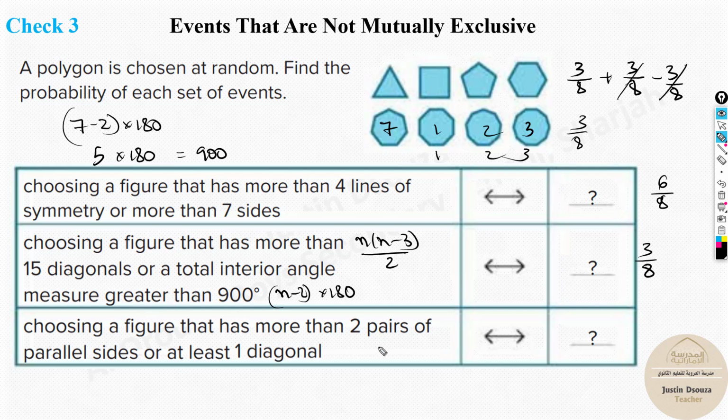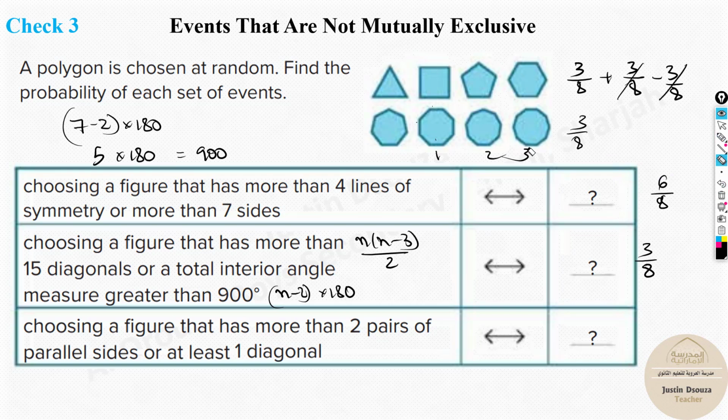And last one, this is an easy one because it's parallel and diagonals. Choosing a figure that has more than two pairs of parallel sides, which have parallel sides over here. Now remember, if there are even sides, only then you will have at least two parallel sides. See over here, parallel. Don't think this is parallel or pentagon is parallel. No, they are not parallel. Only when there are even sides. Like a quadrilateral, hexagon, octagon, you will have parallel sides. 1, 2, 3, 4, 1, 2, 3, 4. These are all parallel.